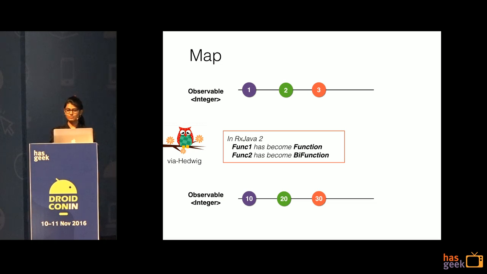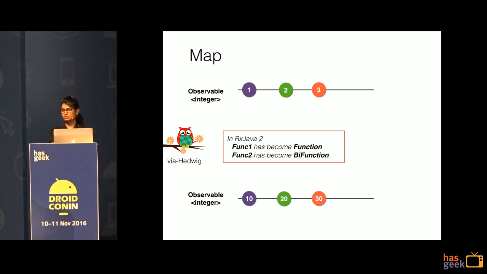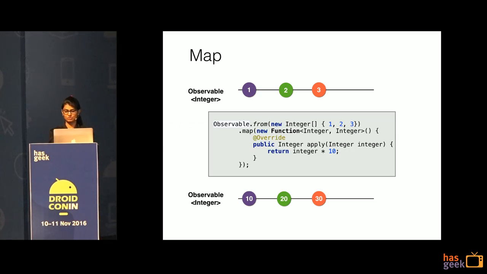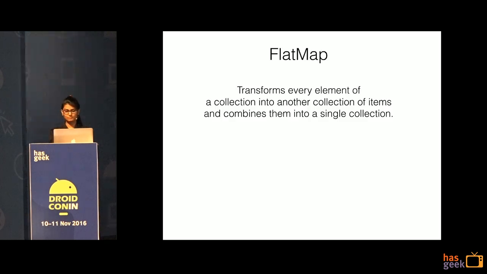So in RxJava 2, the Func1 you just saw, which we are supplying as an argument, has changed to Function, and there is also something called Func2 which takes two inputs. It has become BiFunction. So we'll see BiFunction as well. So this is what it has become. You don't really need to worry about all this because Android Studio and everything, it gets auto-generated. But still, it's good to know that Function is when we have only one input and we're multiplying it by 10.